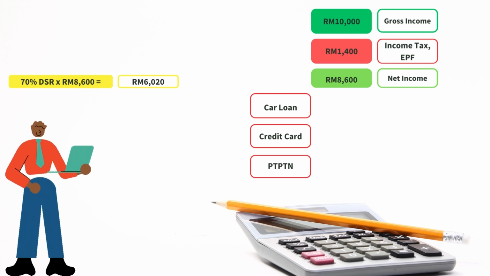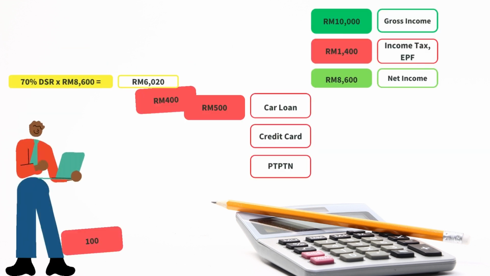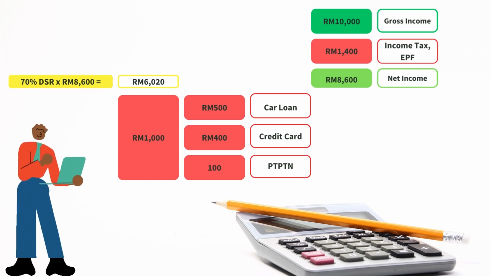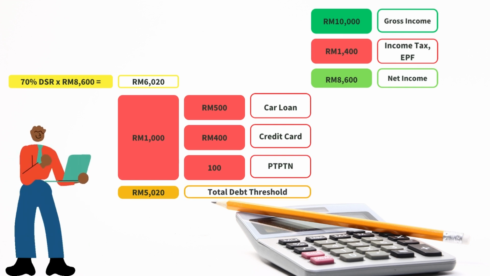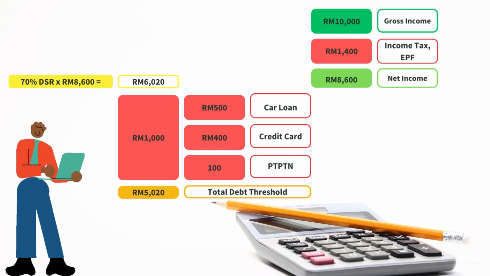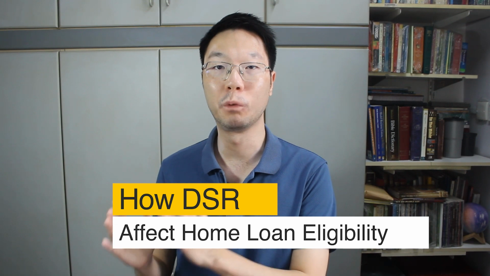Now, let us assume that you have other financial obligations such as car loan, credit card payments, and student loans. So for the sake of this example, let's say you have a car loan of 500 ringgit, credit card repayments of 400 ringgit, PTPTN loan of 100 ringgit. So that makes your total financial obligations 1,000 ringgit. In this case, your total debt threshold will go down further to 5,020 ringgit, because 6,020 minus 1,000 is 5,020. Therefore, you should check your financial situation before you start applying for a housing loan or mortgage, since your debts may limit your options.